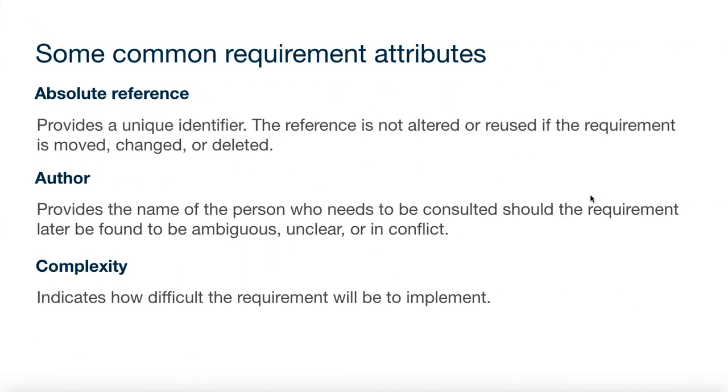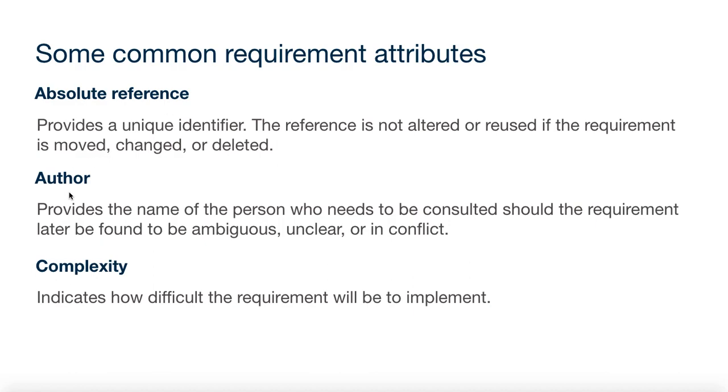So what are some common requirement attributes? The very first one is absolute reference, and it's very straightforward. It provides a unique identifier. So the reference should never be altered or reused if the requirement is moved, changed, or deleted. It's very important that you have one identifier per requirement, because in future it would be easy to locate. If you're going to change the identifier, then you need to update it in several locations, and there's a possibility that the requirement might be missed.